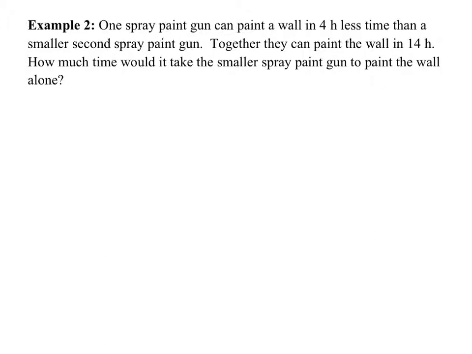Charles, why don't you read it for us? One spray paint gun can paint a wall in 4 hours less time than a smaller second spray paint gun. Together, they can paint the wall in 1 1/4 hours. How much time would it take for the smaller spray paint gun to paint the wall by itself?